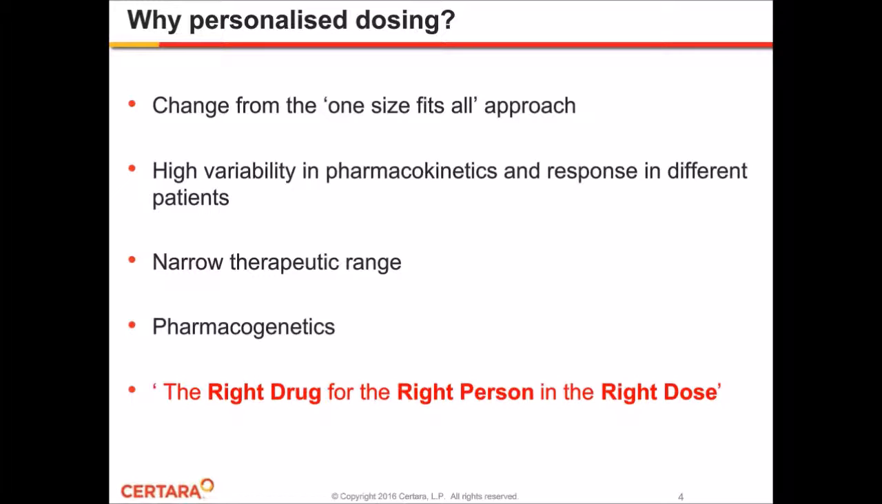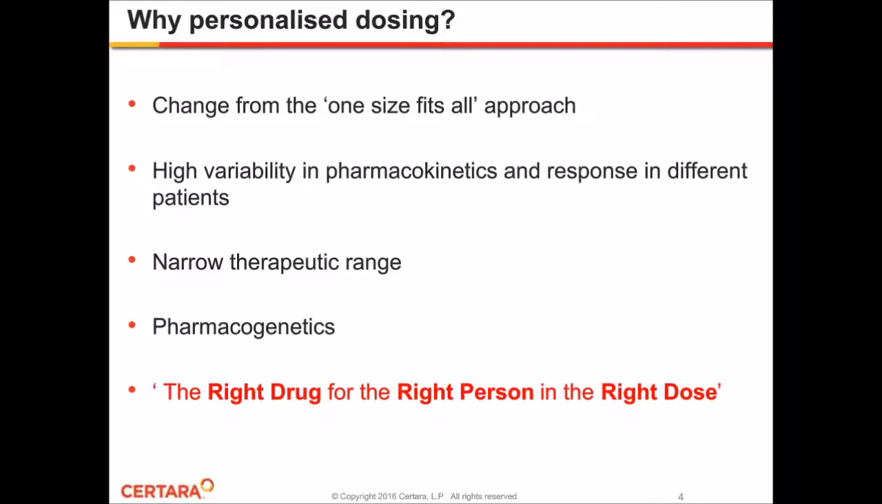Drugs of particular interest are those that show a significant interpatient variability in either pharmacokinetics or response or both. Drugs with a high interpatient variability in pharmacokinetics that also have a narrow therapeutic range present us with special challenges when it comes to dosing.